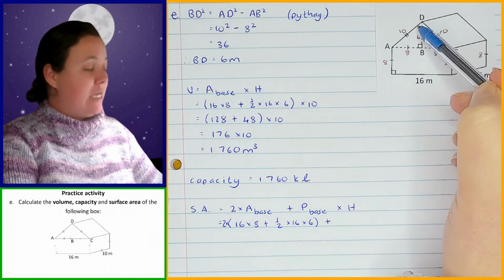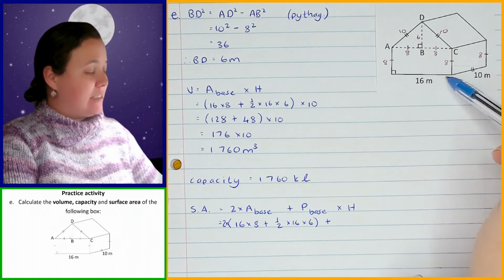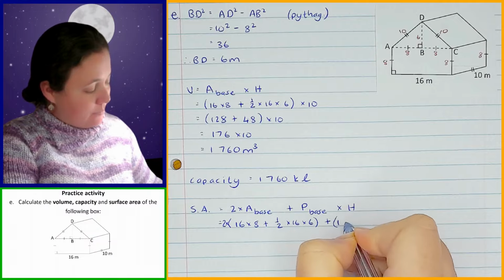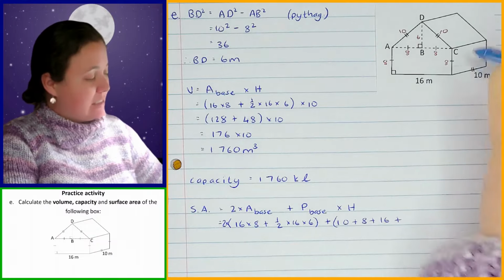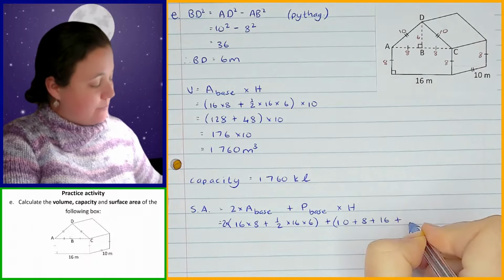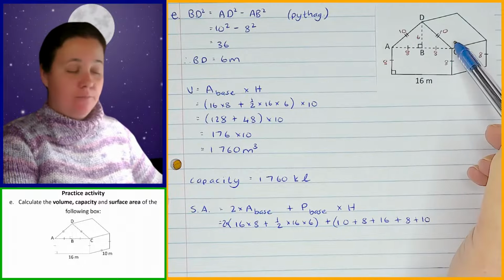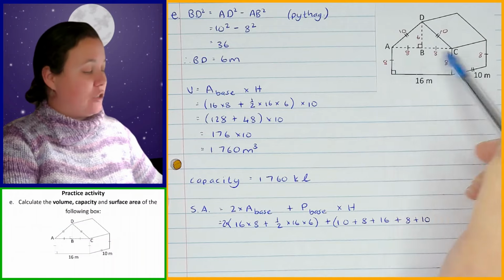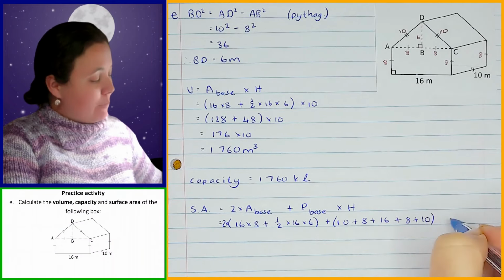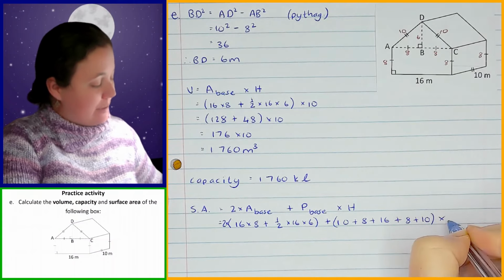So the perimeter of the base, again, I'm just going to add up all the sides around that base shape. So I've got 10 plus 8 plus 16 in brackets plus 8 plus 10. You could also have said 10 times 2 plus 8 times 2 plus 16, because there are 2 10s and there are 2 8s. Okay, and then we multiply that by the distance between the two ends, which is 10.